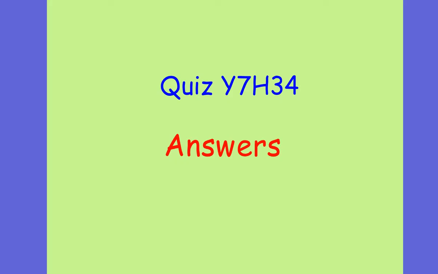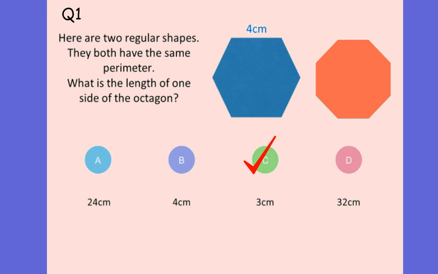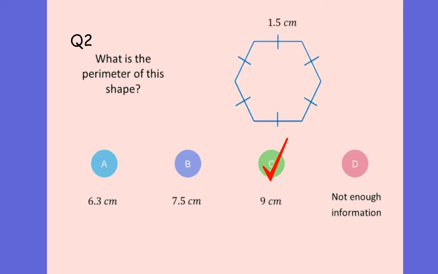Okay, Year 7, let's go through the answers. Question number 1, the length of one side of that octagon was 3 centimetres because the perimeter of the hexagon is 4 plus 4 plus 4 plus 4 plus 4 plus 4. So the perimeter of that one is 24. We know the perimeter of the octagon is also 24, but the octagon has got 8 sides, so dividing by 8, each of those sides is worth 3 centimetres. Question number 2, the perimeter of this shape, we need to add together 1.5 6 times, which will give me 9 centimetres.